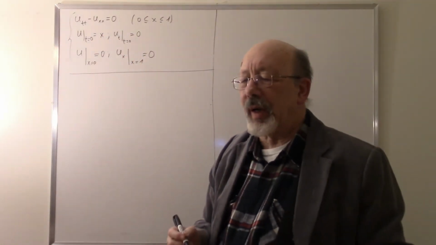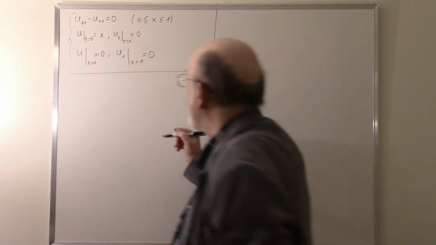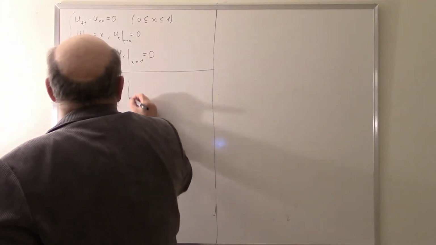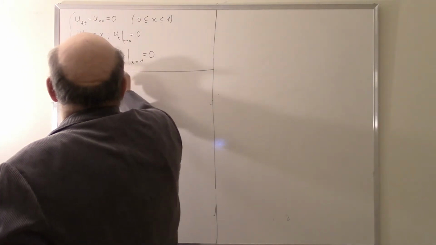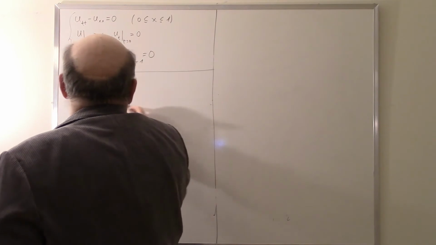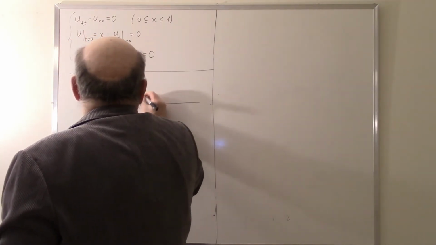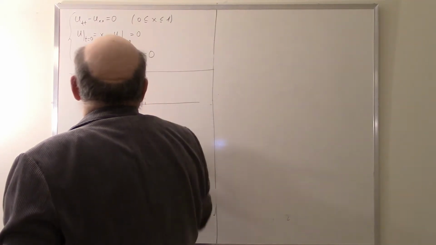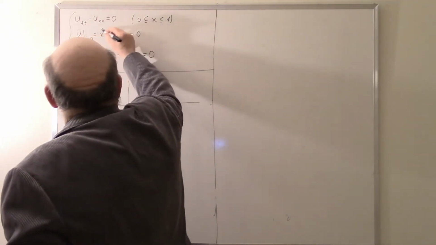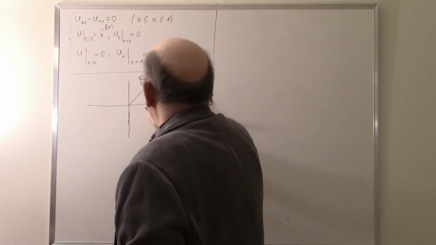Okay, so we have to again work with reflections. Our function f is defined between 0 and 1, and between 0 and 1, f of x equals x.